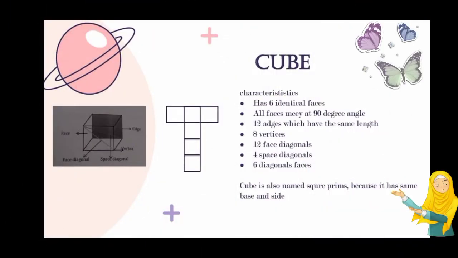The following explanation contains the names of several three-dimensional objects. First, cube. There are face diagonal, space diagonal, vertex, and edge. The second picture is the net of the cube.